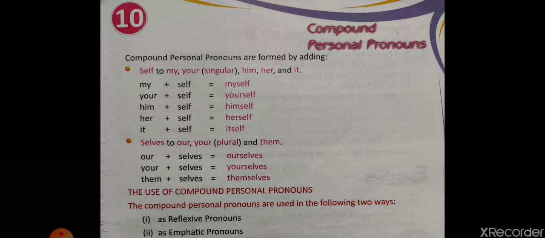Alright, so now these are compound personal pronouns. As you can see on your screens, in these we are adding self to personal pronouns. My plus self is myself, your plus self is yourself, him plus self is himself, her plus self is herself, it plus self makes itself. Similarly, this happens when the term is singular, and when the term is plural we do our plus selves, ourselves, your plus selves, yourselves, them plus selves, themselves.